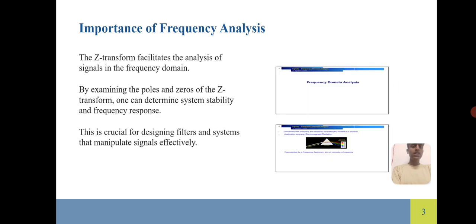Next, the importance of frequency analysis. What are the important things we have in frequency analysis? The Z transform facilitates the analysis of signals in the frequency domain. By examining the poles and zeros of the Z transform, one can determine the system stability and frequency response. This is crucial for designing filters and systems that manipulate signals efficiently.